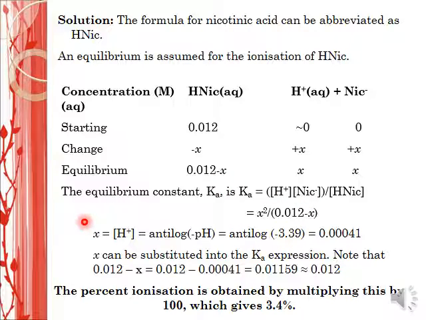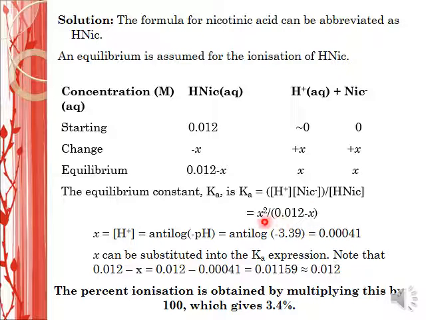The question is asking you to calculate Ka. Remember, you are given pH. pH is actually referring to H plus. When you negative log H plus, you get pH. So you anti-log pH, you get the H plus concentration. On your calculator, you press the shift button first, and then you press log. That's for anti-log. So you get 0.00041 molar.